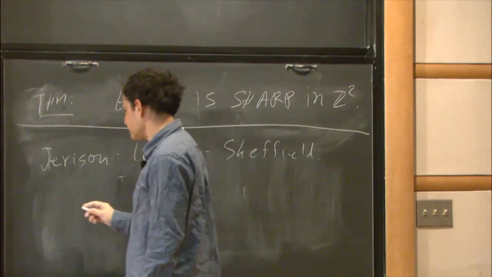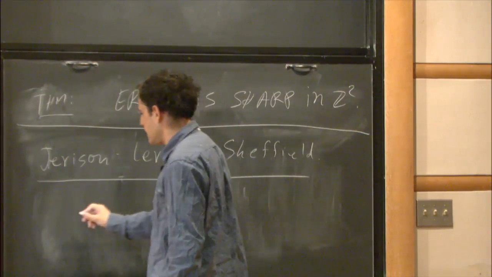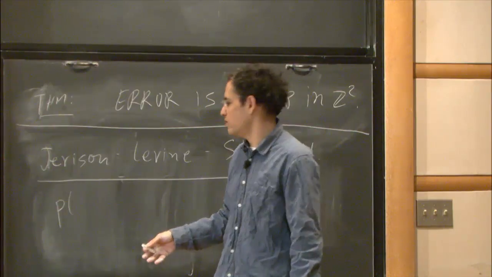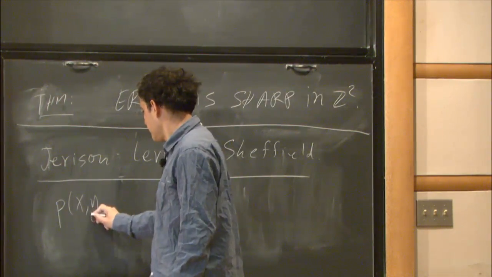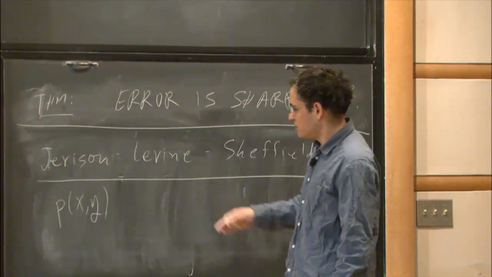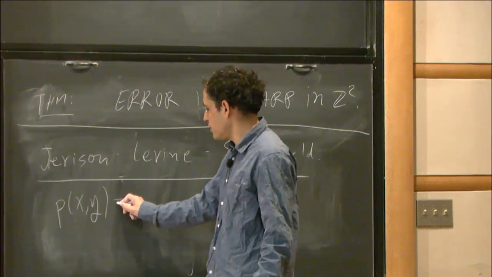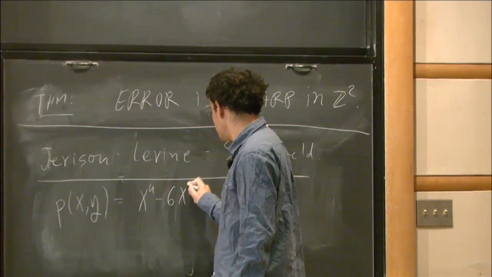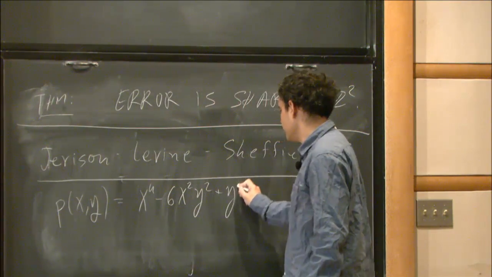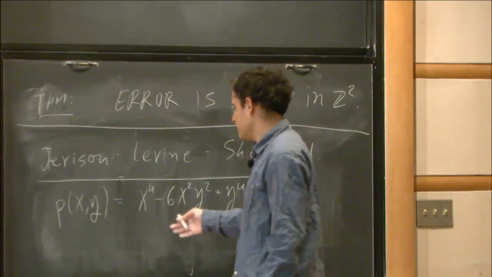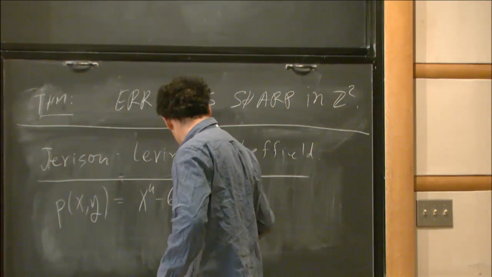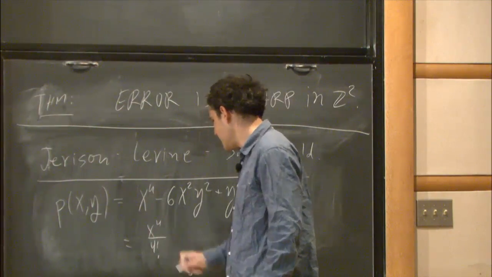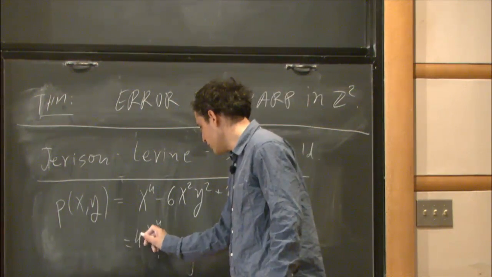And the procedure is like this. I'll just describe it in R², in Z². It works in any dimension, but just to be simple, start from a harmonic polynomial. For example, x to the fourth minus 6x²y² plus y to the fourth. Write it a little differently: each time you have a power, write it as x to the power k over k factorial, and then correct.